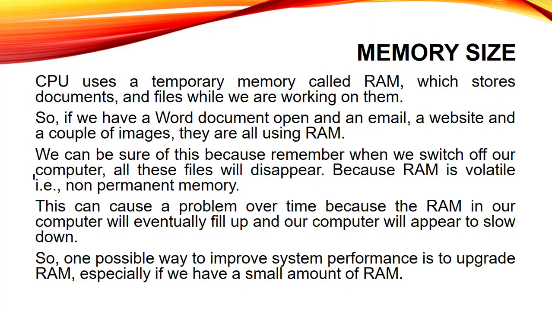So as we know, all the temporary files or the files which are being executed by the processor are stored in the RAM, that's why RAM plays a very important role in computers. Now let's read and then discuss. The CPU uses a temporary memory called RAM, which stores documents and files while we are working on them. So if we have a Word file open and an email or a website or a couple of images, then all these files and documents will use our RAM.